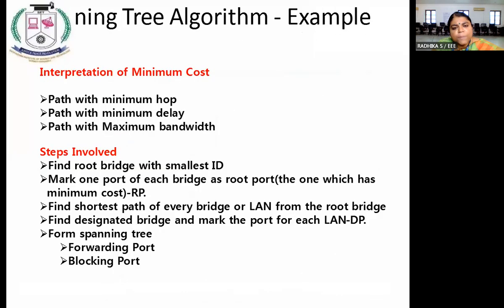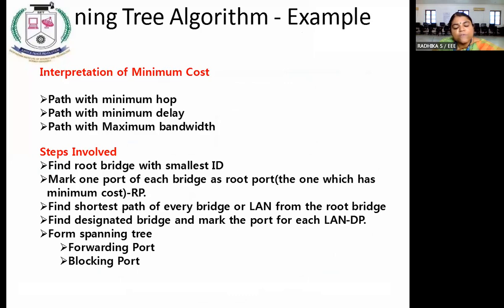So what is actually meant by minimum cost? The cost function associated with the spanning tree algorithm could be anything. It could be the path that has minimum hops. It could be the path with minimum delay, or it could also be the path with maximum bandwidth. So it could be anything, but generally we call it the cost function.